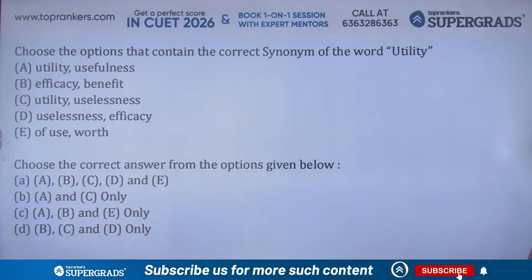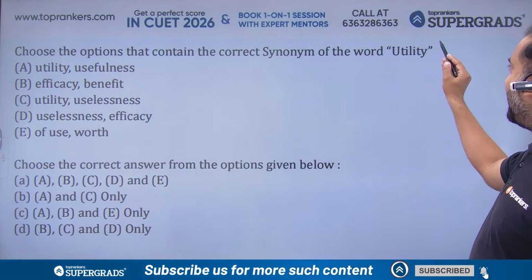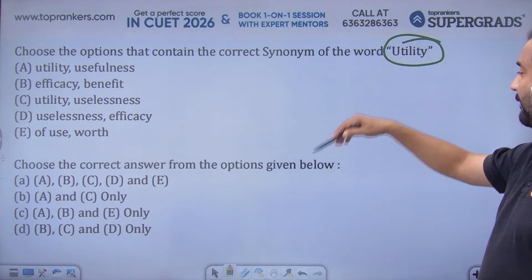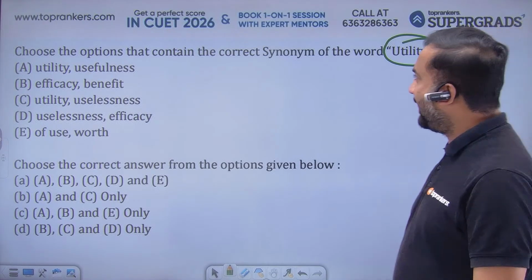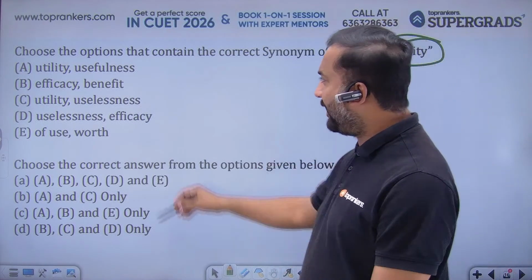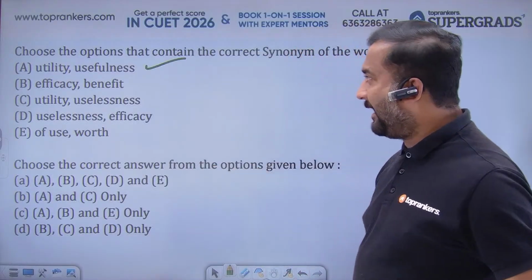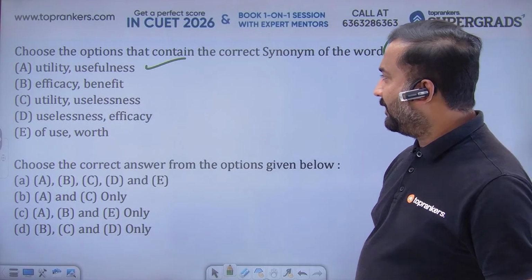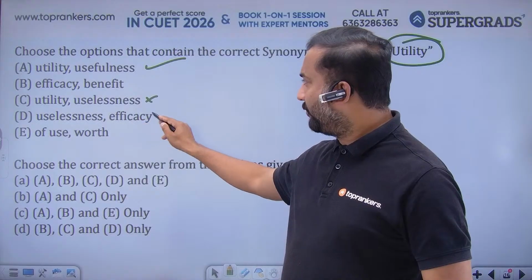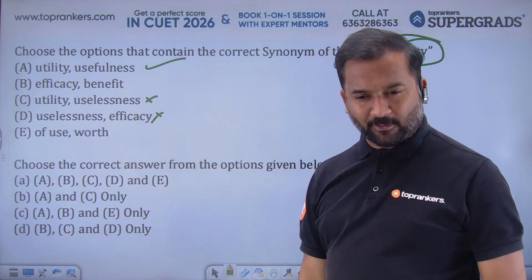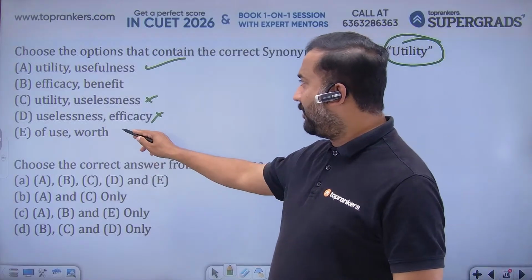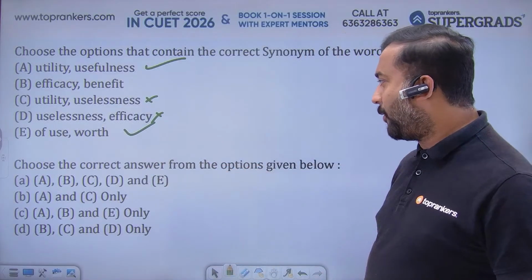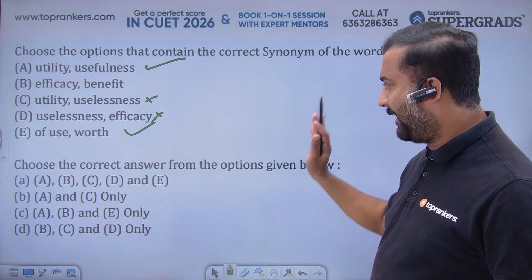Moving on to the next question. अब ये एक और तरीका है, and of course tricky type है ये भी. Utility. Now utility के synonym का pair मुझे देखना है. So A is definitely correct, I would say. यहाँ पे यूजलेसनेस लिखा हुआ है, तो यूजलेसनेस वाले ऑप्शंस एलिमिनेट हो गए. आप यूजलेसनेस को देख के एलिमिनेट कर दो. Of use and worth ये करेक्ट है. So A और E जिस भी ऑप्शन में आपको दिख रहा है, that has to be the correct answer.